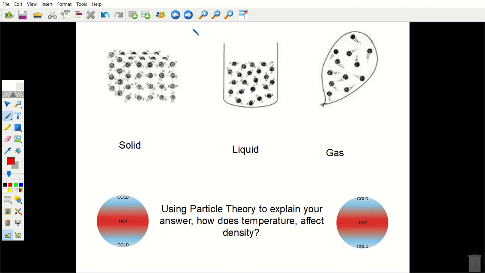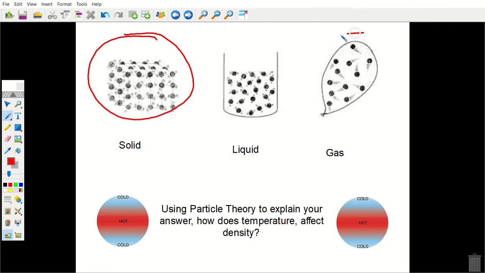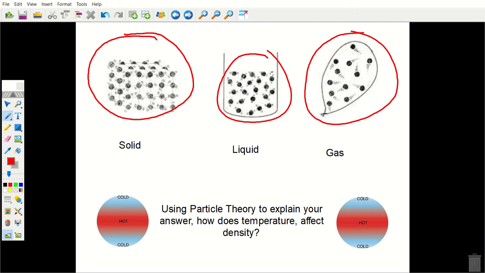All right. So here's using particle theory. We know that particles are really close together in a solid, a little further apart in a liquid, and have tons of energy and move all about in a gas. So if we use particle theory to explain our answer, how does temperature affect density? If we look at these particles, they're really close together, so this object has a lot of matter in it. Therefore it has more mass, and it is more dense. In this one they're further apart, so it would be less dense, with less matter inside the object. Whereas this one would be middle dense, so almost neutrally buoyant.